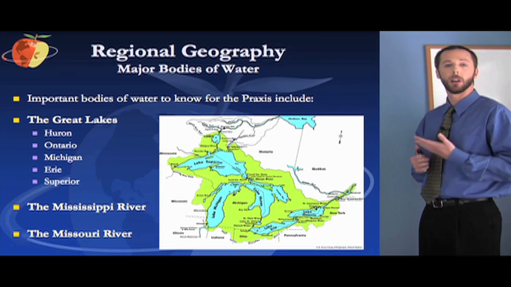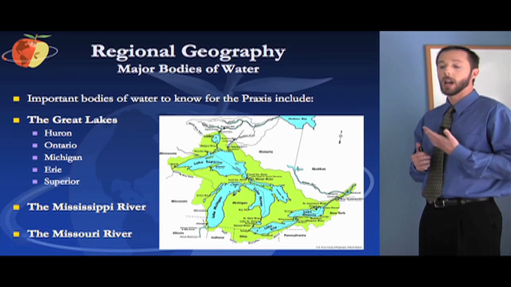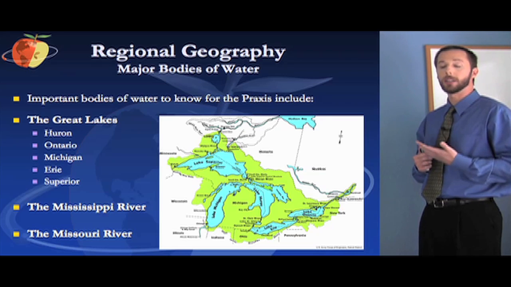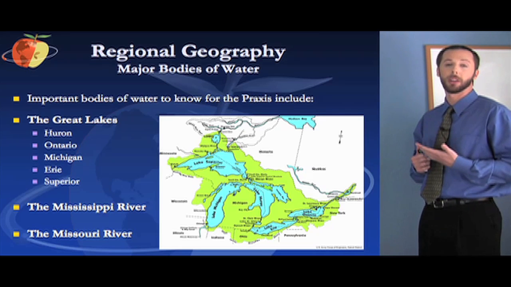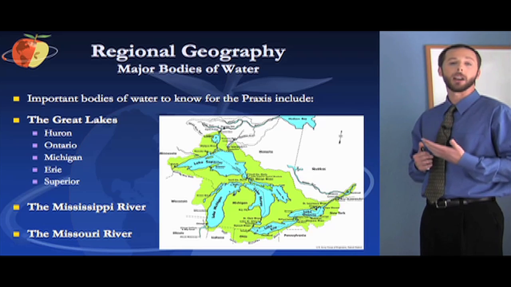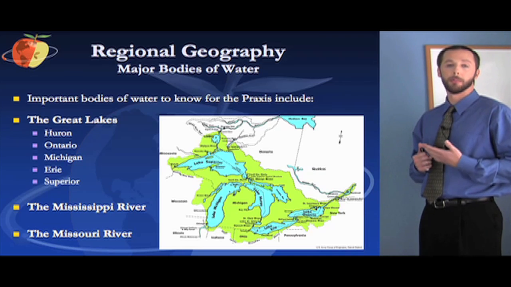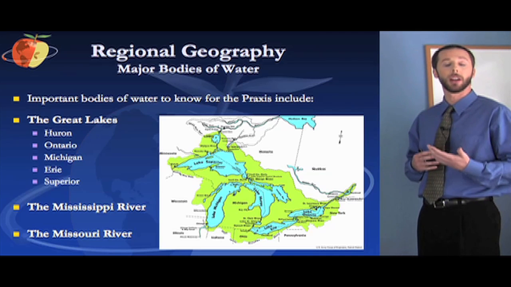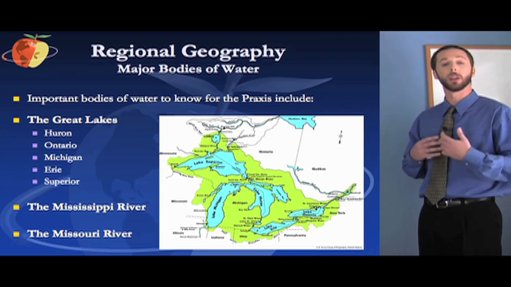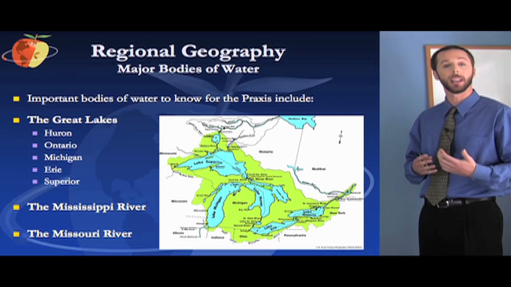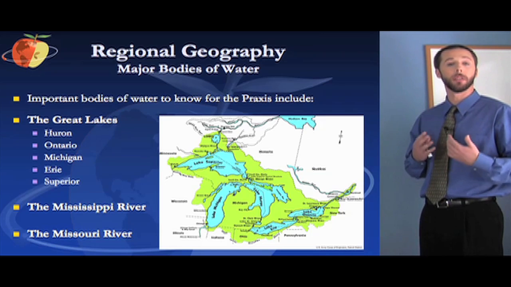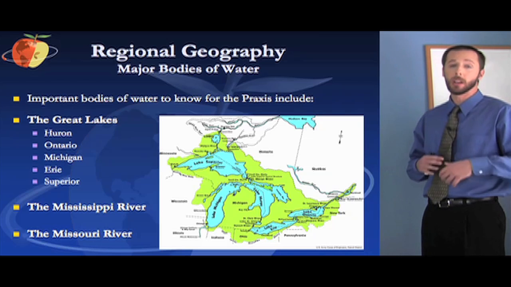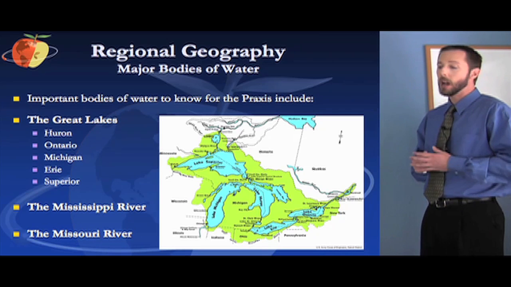So this map here is a nice illustration of the 5 Great Lakes: Huron, Ontario, Michigan, Erie, and Superior. Remember the acronym HOMES. Like homes that we live in. The acronym HOMES gives us the first letter in the name of each of the Great Lakes. So if you get a question that says which of these is not a Great Lake, if any one of them starts with a letter that is not in HOMES, that's not one of the Great Lakes.